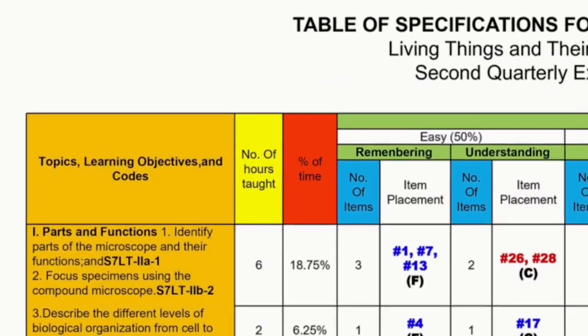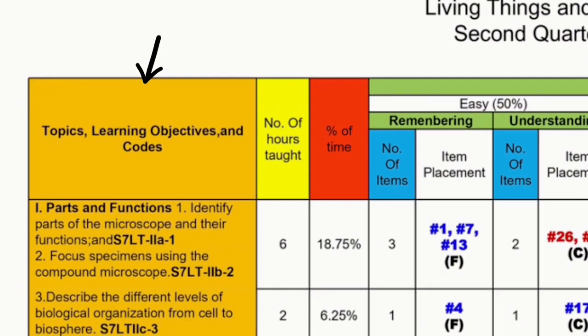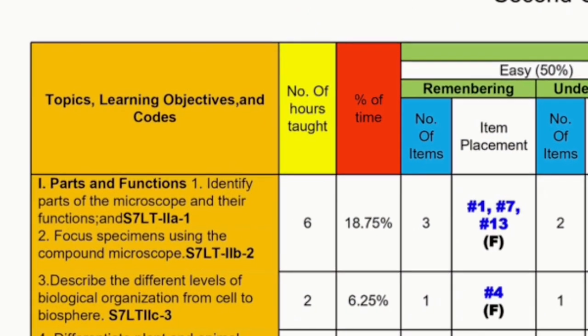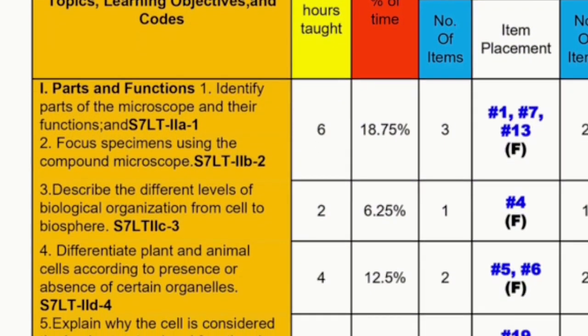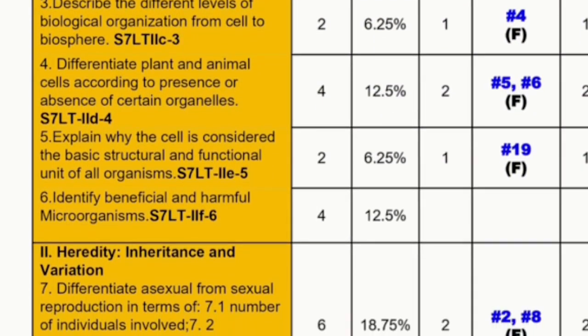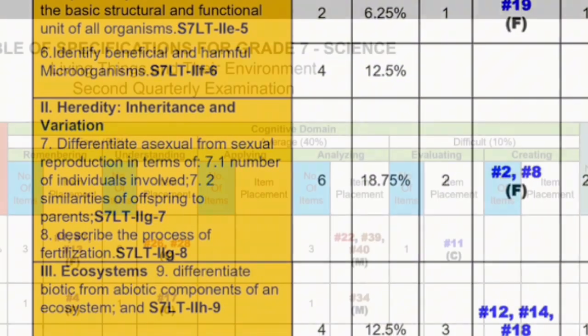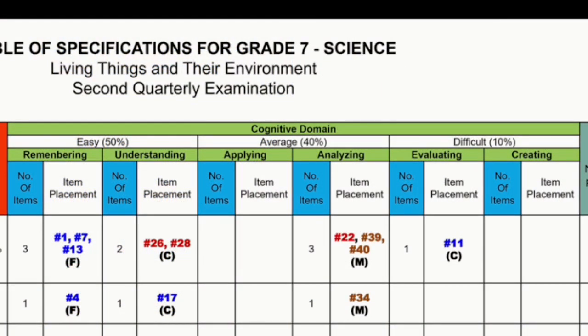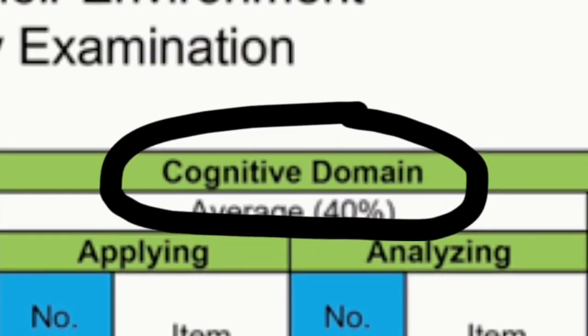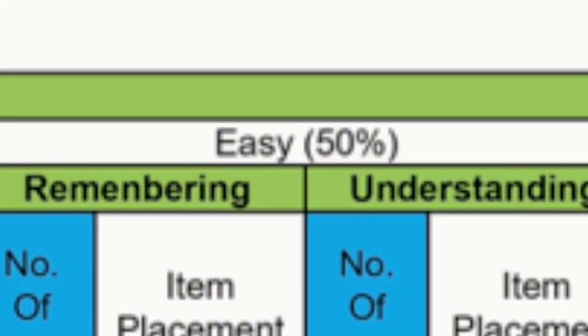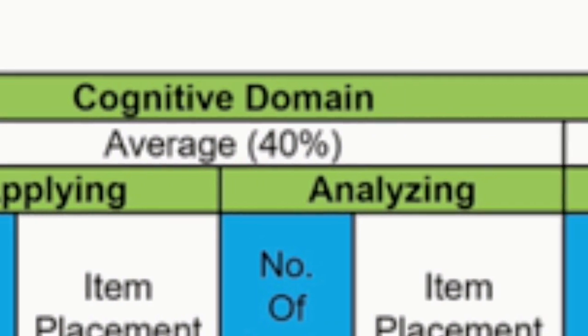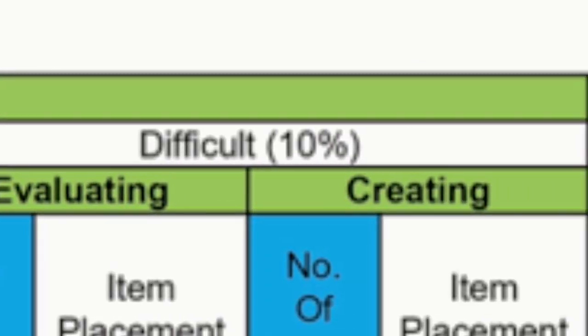Step 1. Determine test objectives. These objectives are rooted in the instructional objectives established at the beginning of the course. In our TOS, we align it with the learning competencies or objectives in the K-12 Science Curriculum Guide of DepEd. They can be categorized into cognitive, affective, or psychomotor domains. But for written tests, we usually focus on the cognitive domain, which are remembering, understanding, applying, analyzing, evaluating, and creating.